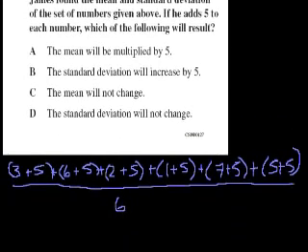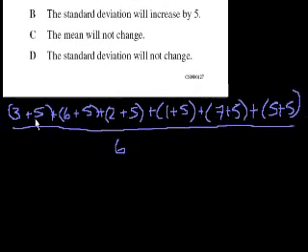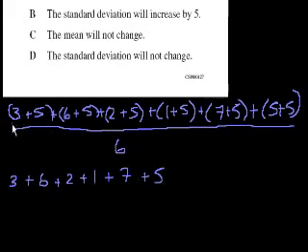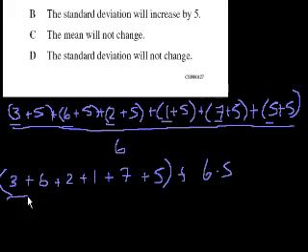This is the same thing as, let me write this. We can get rid of the parentheses. All we're doing is adding. So that's the same thing as 3 plus 6 plus 2 plus 1 plus 7 plus 5. I just took the first terms in each of these, right? Plus, how many 5s do we have? 1, 2, 3, 4, 5, 6. Plus 6 times 5. All of that over 6.